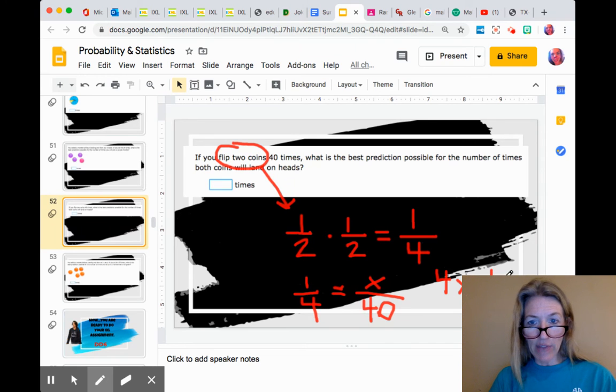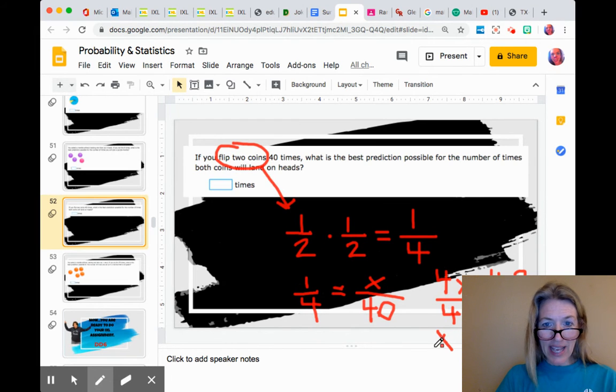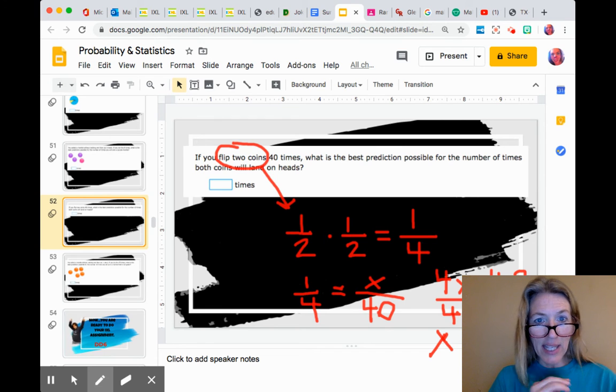I have to apologize for how slow my little pen here goes. I don't have an Apple pen or pencil. So I'm going to divide both sides by 4, which would then give me x equals 10. All right, folks, to answer this question and bring it all around, it says, what is the best prediction for flipping the coin 2 times and getting heads, out of the 40 times, how many times would that happen? And the answer would then be 10.